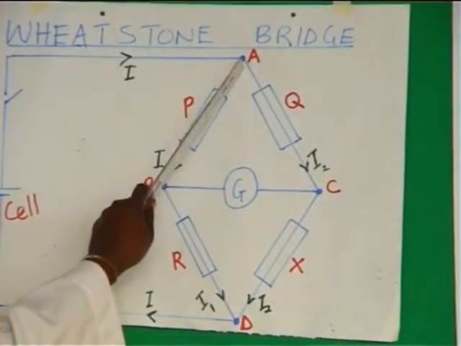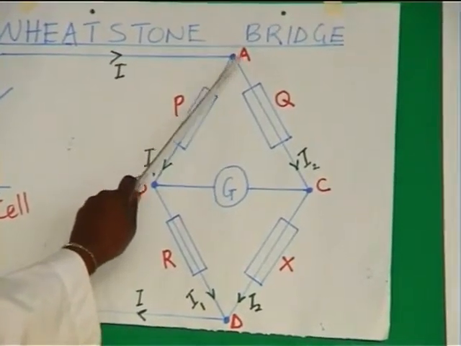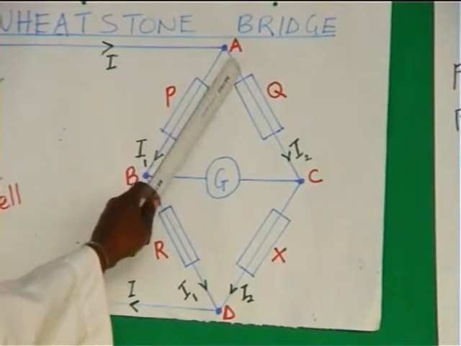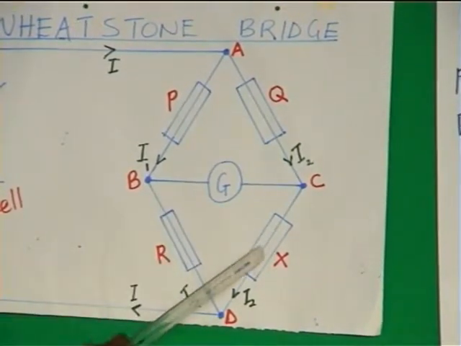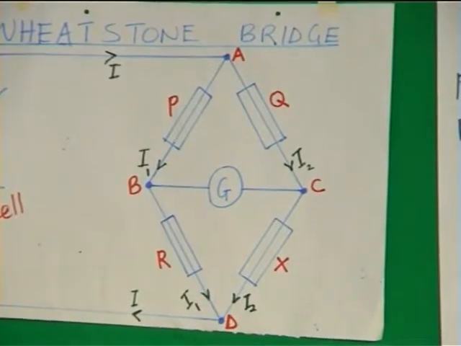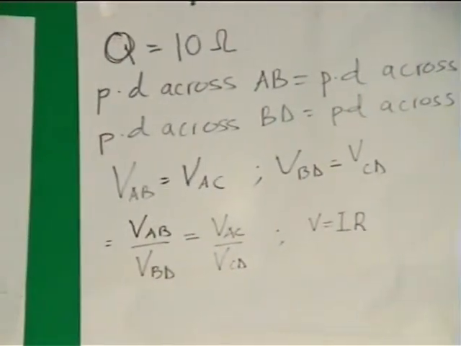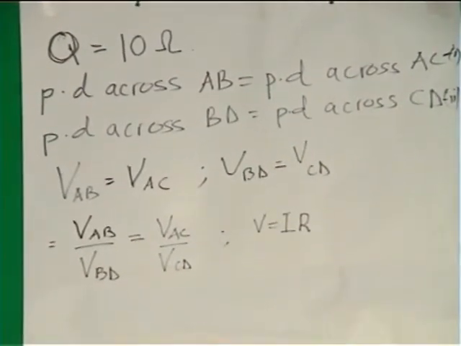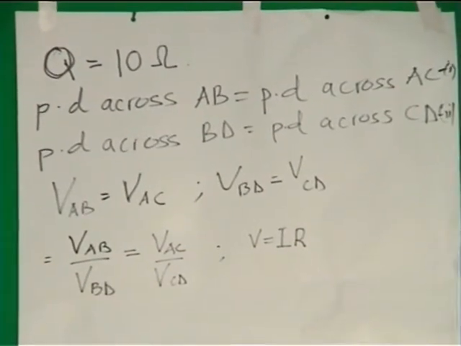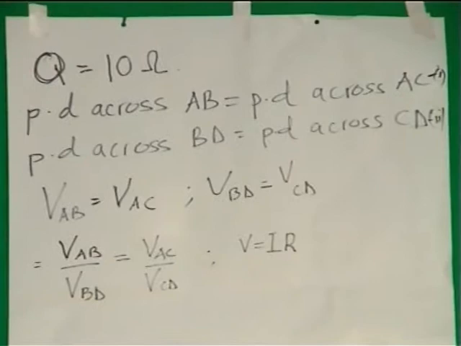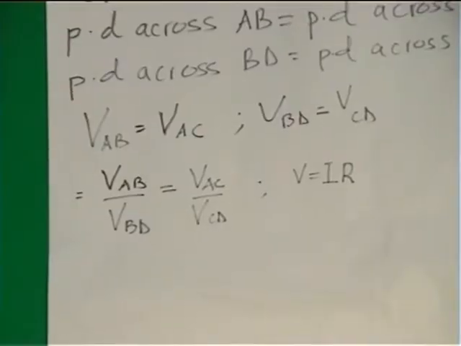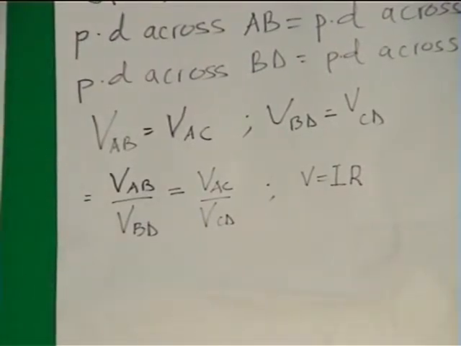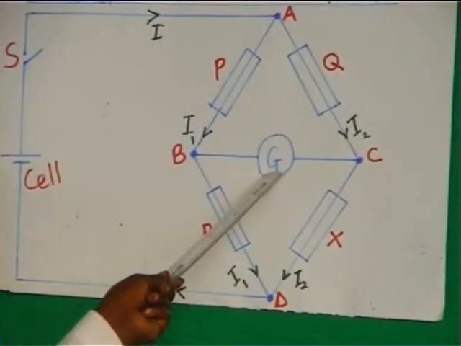When it reaches point A, the current divides into 2 parts. One is I1, which passes through resistor P to the resistor R, and another is I2, which passes through resistor Q through resistor X. Now, it means that in the part of VAB, the current here will be equal to I1. And in the part of BD, the current also is I1. The same way, in the part of AC is I2, and CD also is I2. But note that this relation is used when there is no current flowing in the galvanometer.